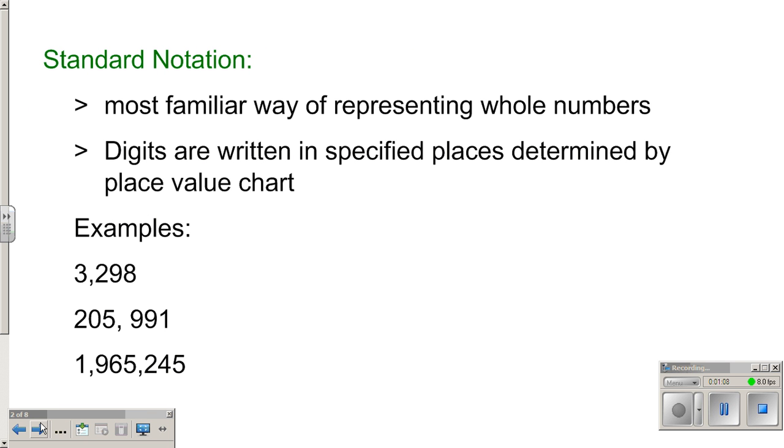All right, we're going to start with standard notation. Standard notation is probably the most familiar way of representing whole numbers. You've been writing in standard notation probably since you were taught to write numbers. In standard notation, the digits are written in specified places determined by the place value chart. For example, in 3,298, we have the 8 in this location because it's 8 ones. The 9 is there because it's 9 tens. The 2 is 200s, and the 3 is 3,000s. So when you're writing in standard notation, you are writing based off the place value chart.